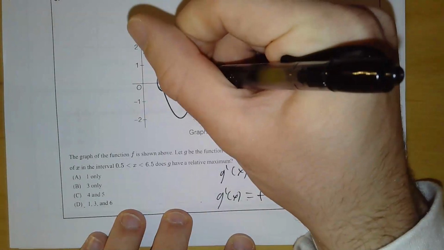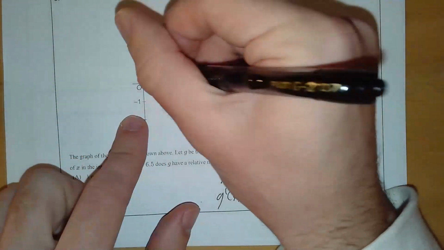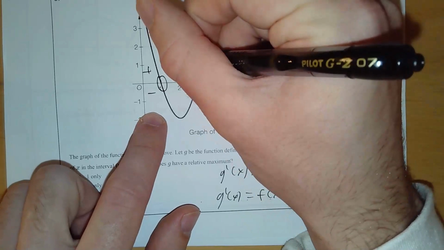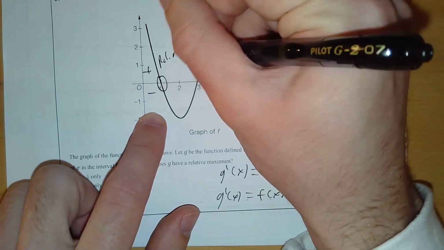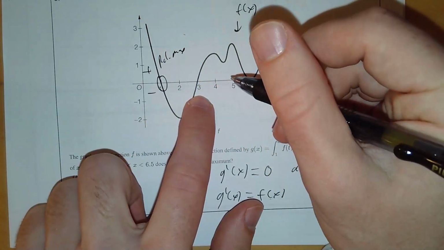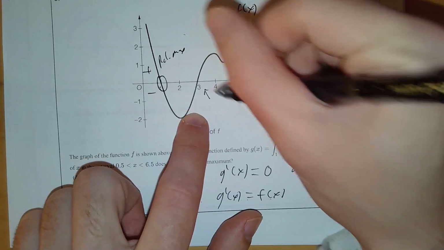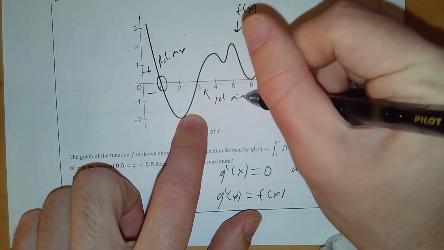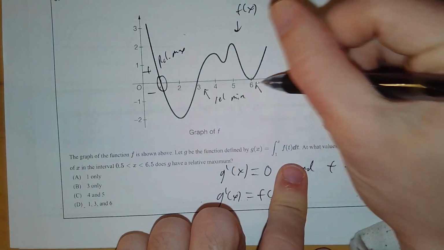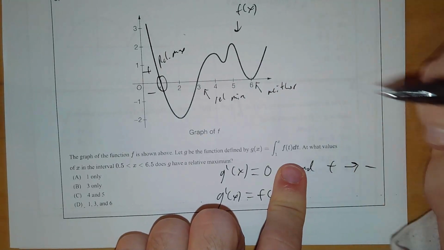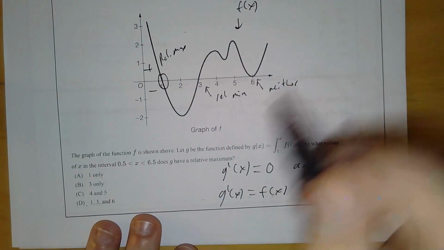And that's going to happen at 1, because here it's hitting 0 and going from positive to negative. So that's going to be a relative max. And then this one would be a relative min, but it's not a solution because it's not a relative max. And then this one is neither. Okay, so here it's 1 only.